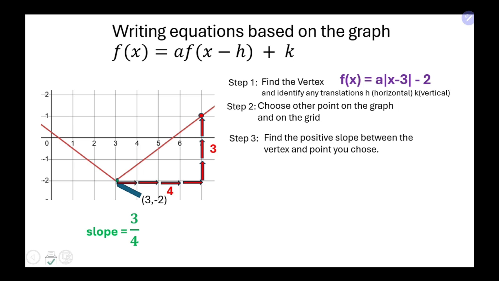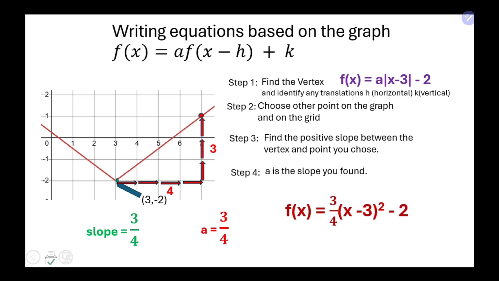So now that I have that slope, I really have my A. The number multiplying is the slope. So what is the slope that we found? The slope was 3/4. So A is 3/4. Now I have my equation. The number that we found, 3/4, shifted right 3 units and down 2. Okay, let's do another example.